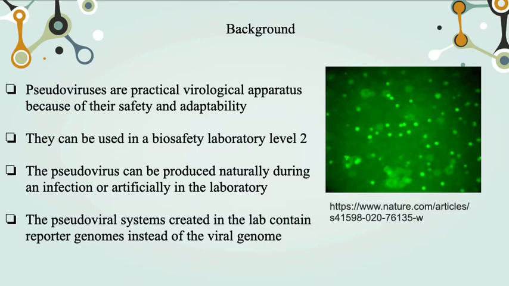Emerging pathogens like SARS-CoV-2 or Ebola require working in BSL-3 or BSL-4 laboratories for safety reasons. Pseudoviruses can be produced naturally during an infection or artificially in the laboratory. The pseudoviral system created in the lab contains a reporter genome instead of the viral genome. Working with these pathogens in a BSL-2 is not allowed.